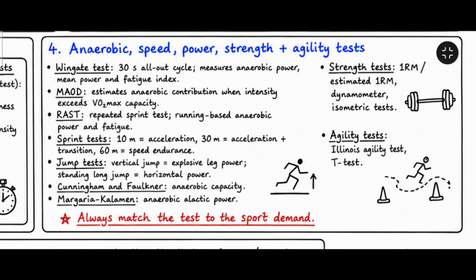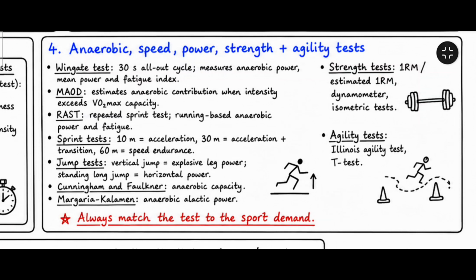Next, we have MAOD, which is maximal accumulated oxygen deficit. So this is a concept that is used to estimate anaerobic contribution by comparing predicted oxygen demand at a supramax intensity versus actual oxygen uptake. Supramax basically means any level of physical exertion or intensity where you are operating above the body's maximum aerobic capacity. The deficit in MAOD, maximal accumulated oxygen deficit, reflects anaerobic energy contribution.